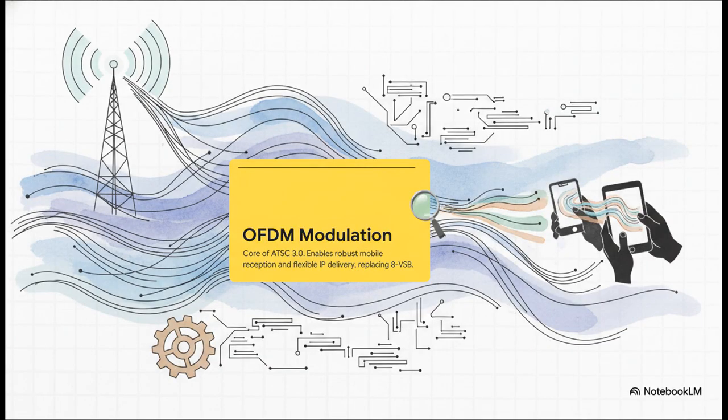Now, the secret sauce driving all this change is a technology called OFDM. It replaces the old 8VSB system from ATSC 1.0. So why does that matter to you? Well, because OFDM is incredibly tough and flexible. It's the magic that makes it possible to get a reliable signal on your phone while you're moving around, and it allows broadcasters to kind of slice and dice their data stream for all sorts of different services. It truly is the engine of next-gen TV.